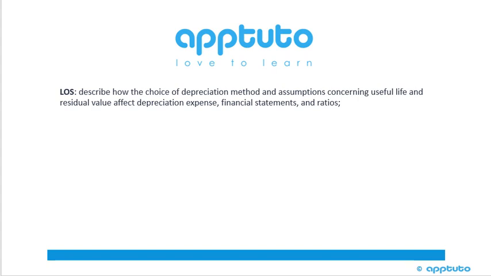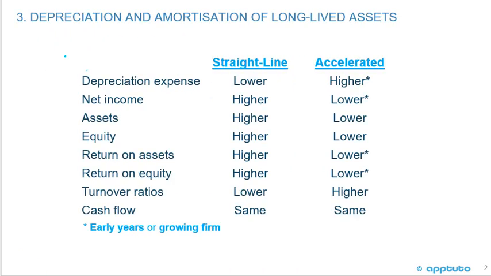This LOS is to describe how the choice of depreciation method and assumptions concerning useful life and residual value affect depreciation expense, financial statements, and ratios. Okay, we're going to continue with depreciation and amortization of long-lived assets. In this slide, we're going to look at the impact on some income statement and balance sheet items and ratios comparing the straight line versus the accelerated method.